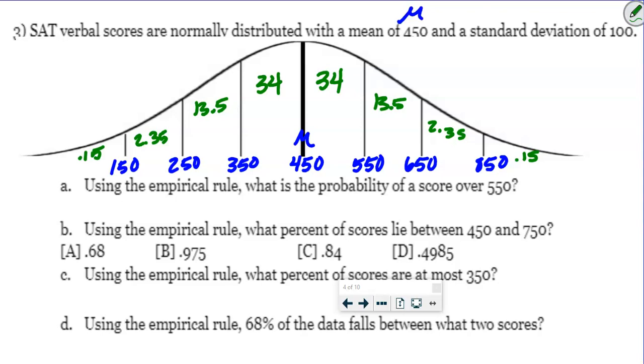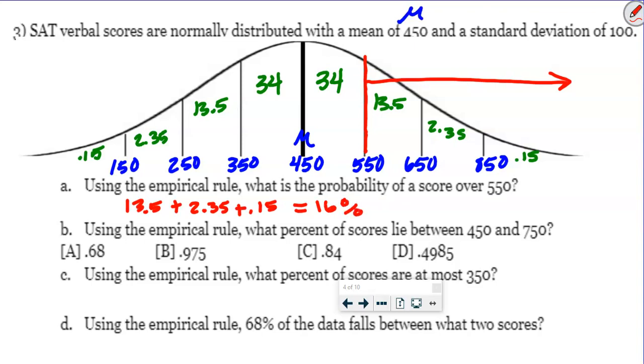So it says, using the empirical rule, what is the probability of scores over 550? So that means, y'all look up here. That means I'm going from here. Actually, let me do this in a different color than that green. So I'm going from here over, right? So over 550. That means all of those, right? So I'm going to add 13.5 plus 2.35 plus 0.15, and that's going to be 16%, which we also write as 0.16. Remember, you moved the decimal place 2 places to the left, okay?